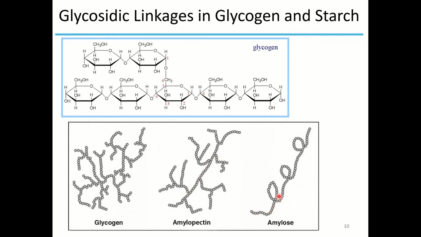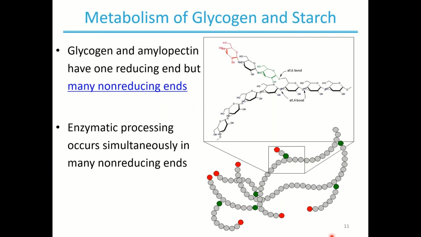And finally, amylose is just a continuous chain of glucose, but it can bend around itself, and that's one of the reasons it's good at intertwining with amylopectin. So the metabolism of glycogen and starch is somewhat similar because they are very similar structures. They both have one reducing end, but many non-reducing ends. So what does that mean?